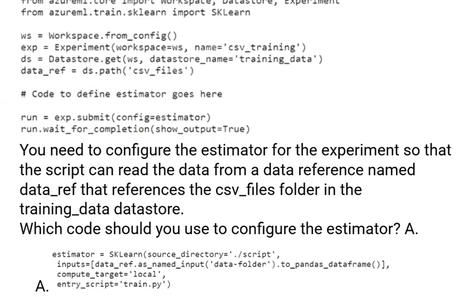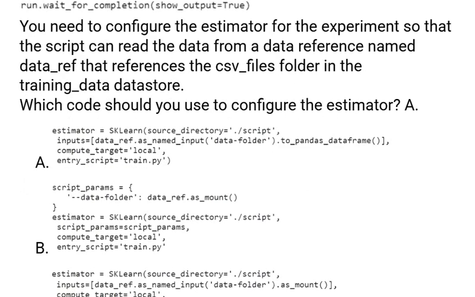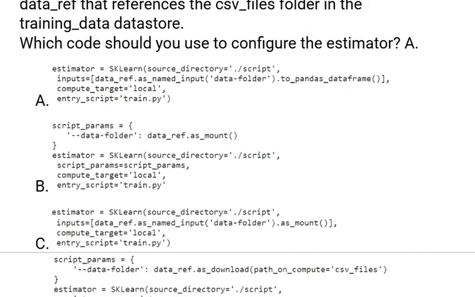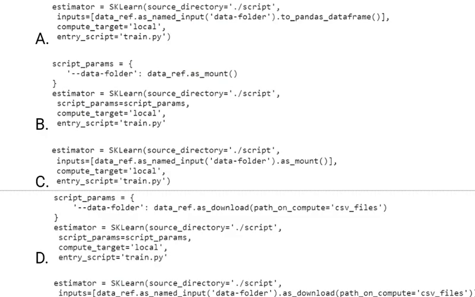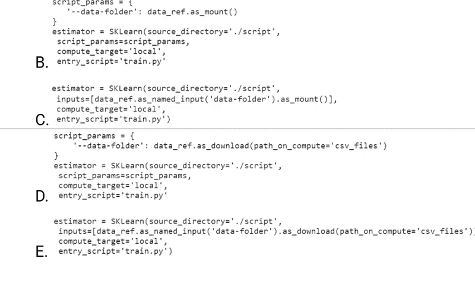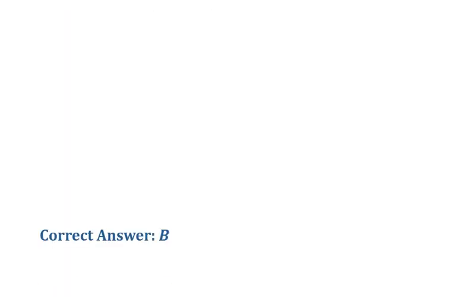You need to configure the estimator for the experiment so that the script can read the data from a data reference named data_ref that references the csv_files folder in the training_data data store. Which code should you use to configure the estimator? Please see the options. Correct answer is option B.